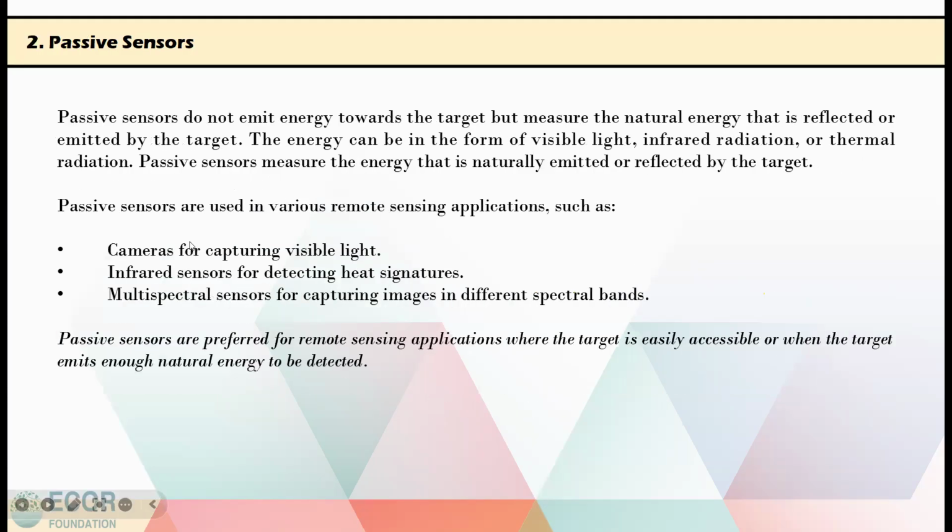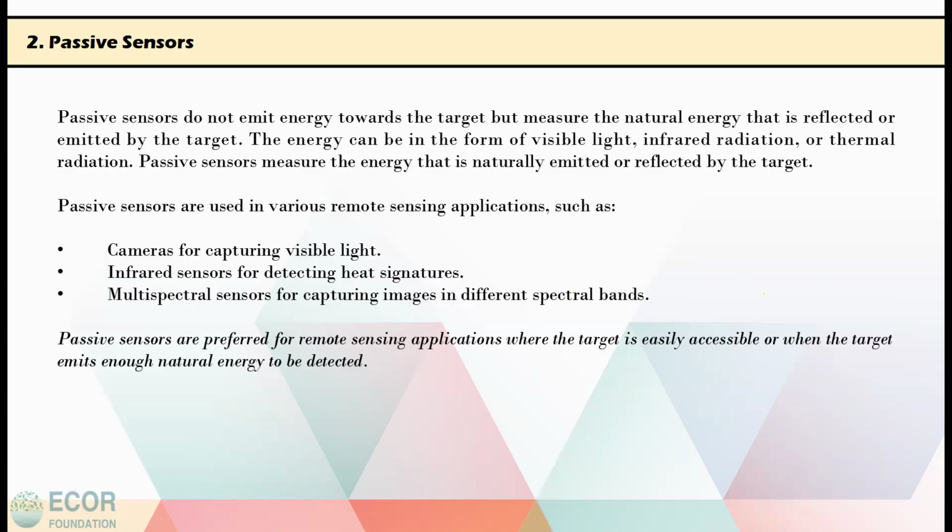Then we have passive sensors. It doesn't have its own energy producer. So it considers sunlight as the energy source for its reflectance capture.